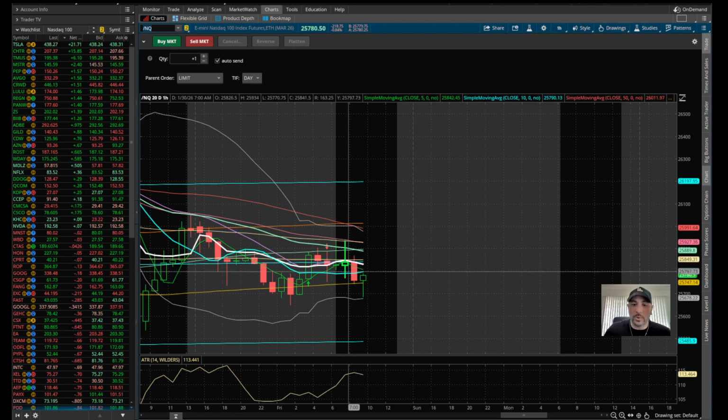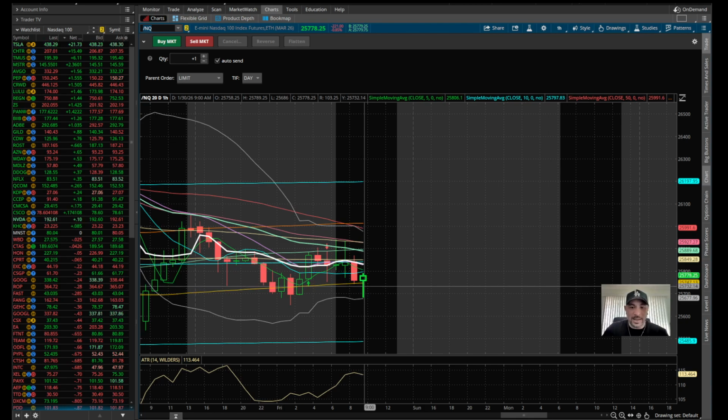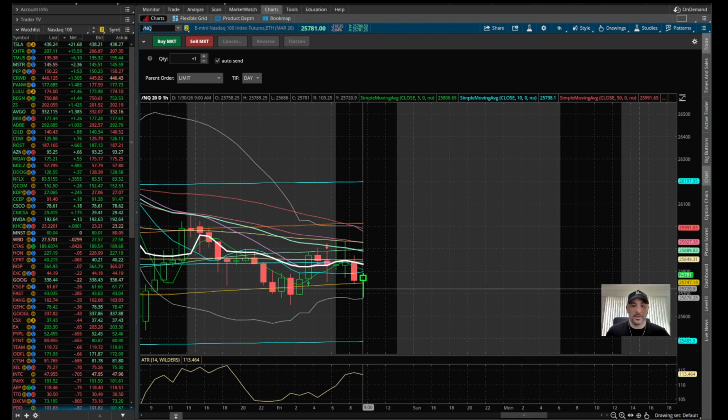So you can see the previous hour candle came down and it tested the 200 simple moving average. Great. This current hour candle confirmed that short position. Okay, so if you're a scalper, a little bit of a trade that you could have taken there to the short side.